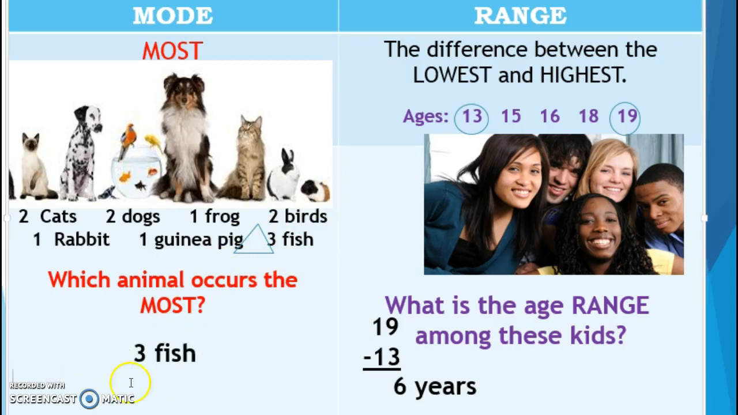Well, there are 3 fish, and 3 is my biggest number out of all of them, because I only came up with 1s and 2s. So the animal that occurs most are the fish. My number mode is 3.